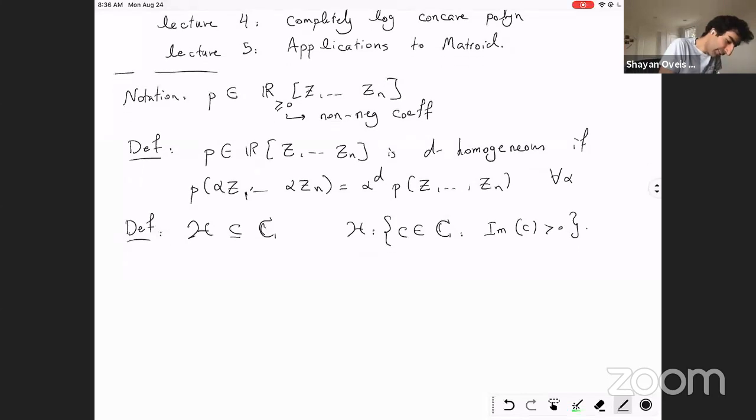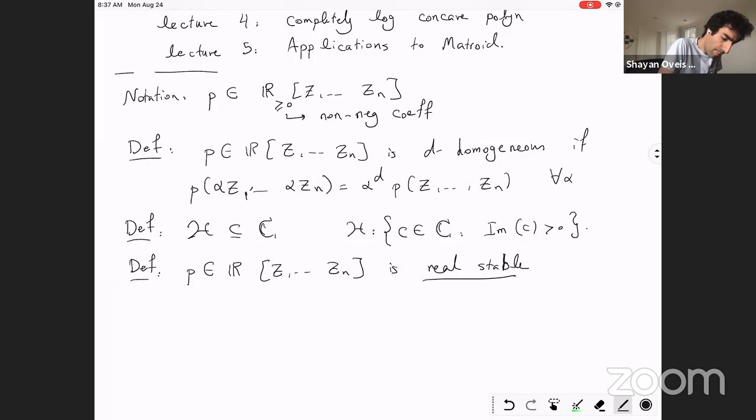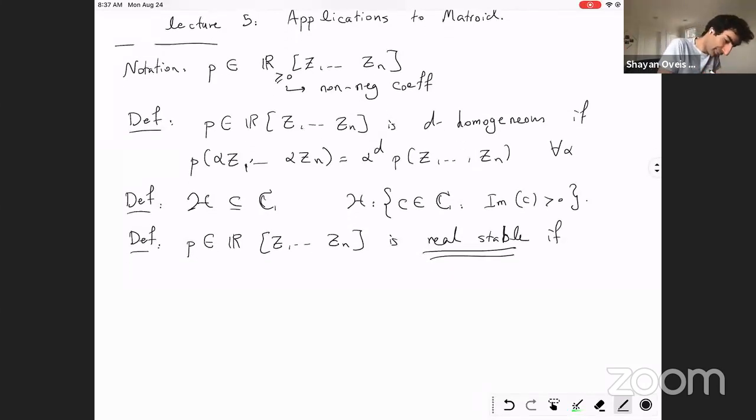Now we get to the main definition of this lecture. We say a polynomial P with real coefficients on n variables is real stable if P has no root in the upper half complex plane. So if P(z1, ..., zn) is not equal to 0 whenever this point (z1, ..., zn) is in H to the n.